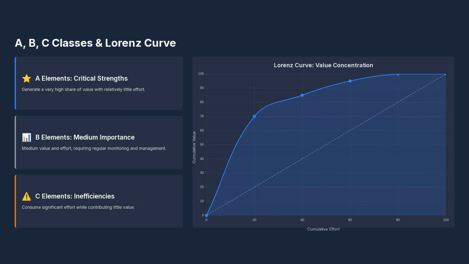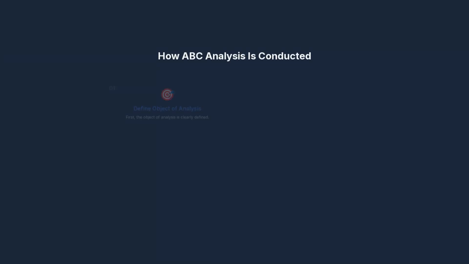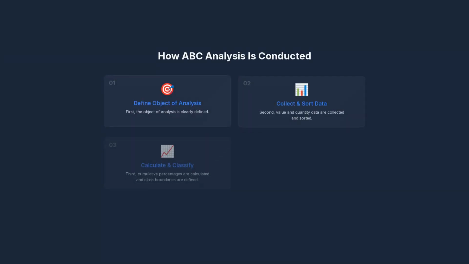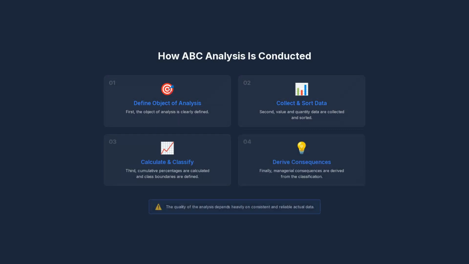These relationships are typically visualized using the Lorenz curve, which shows the cumulative distribution of effort and value and highlights concentration effects. ABC analysis follows a structured procedure. First, the object of analysis is clearly defined. Second, value and quantity data are collected and sorted. Third, cumulative percentages are calculated and class boundaries are defined. Finally, managerial consequences are derived from the classification. The quality of the analysis depends heavily on consistent and reliable actual data.